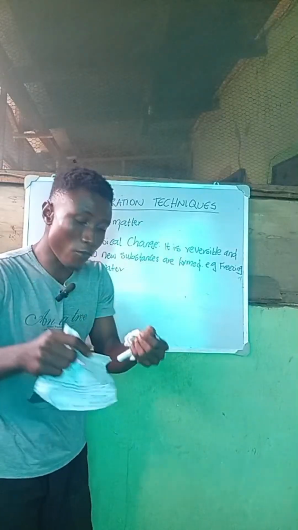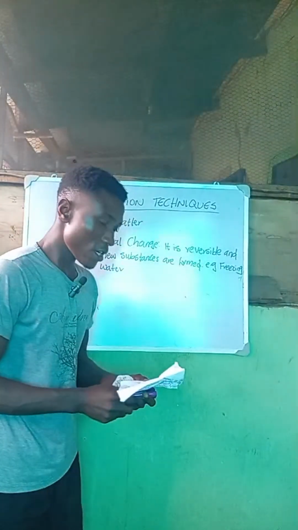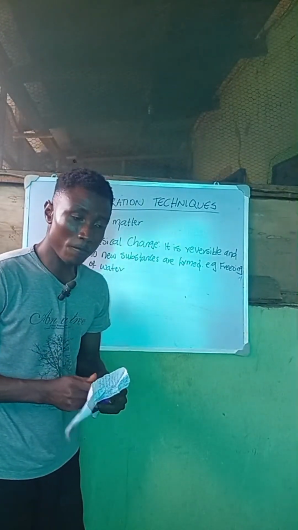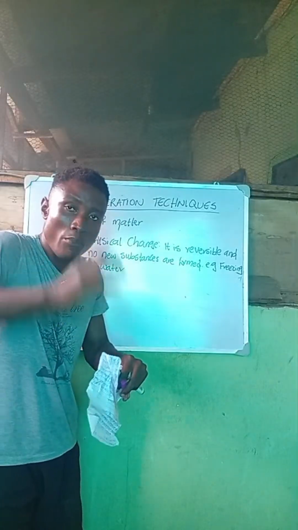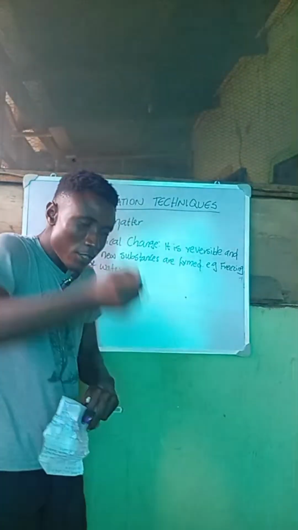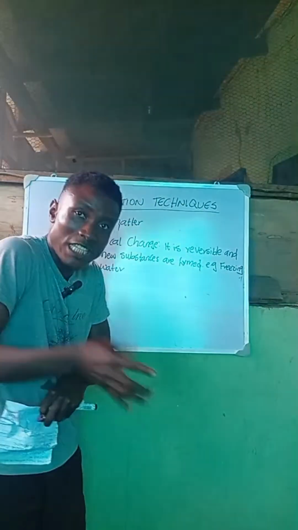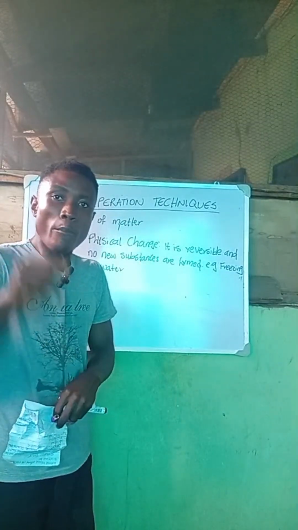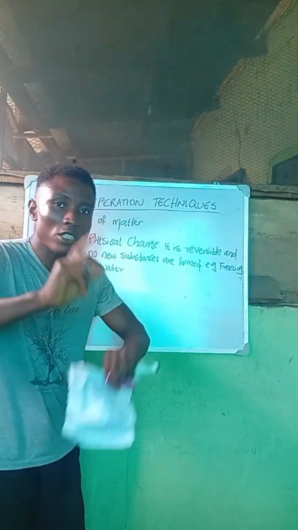It is just like, I know some of you have not been to a village before, but if you have used firewood to cook before, you gather your firewood, you set fire, and the firewood will burn and turn to what? Ashes. There is no magic. I've never heard that you gather your ashes and turn them back to firewood. So burning of firewood is an example of a chemical change.